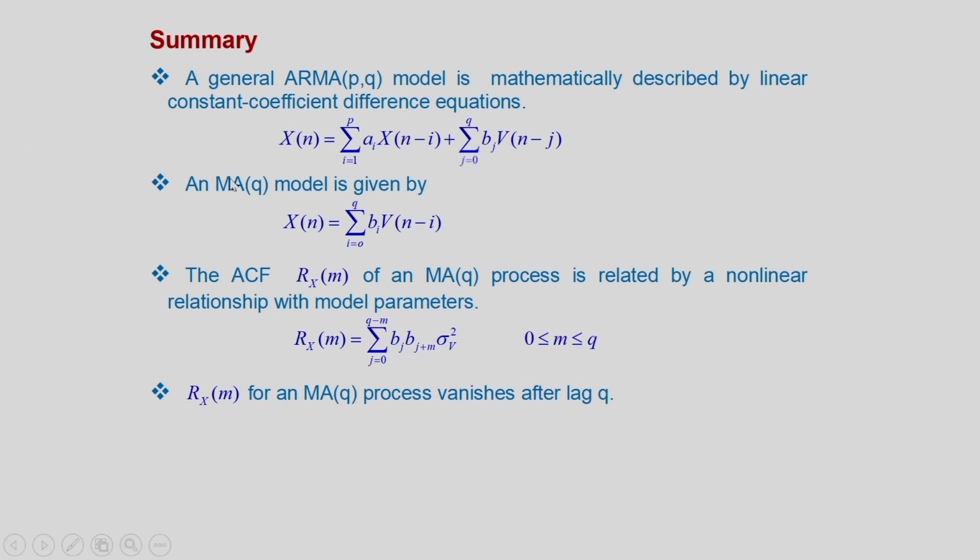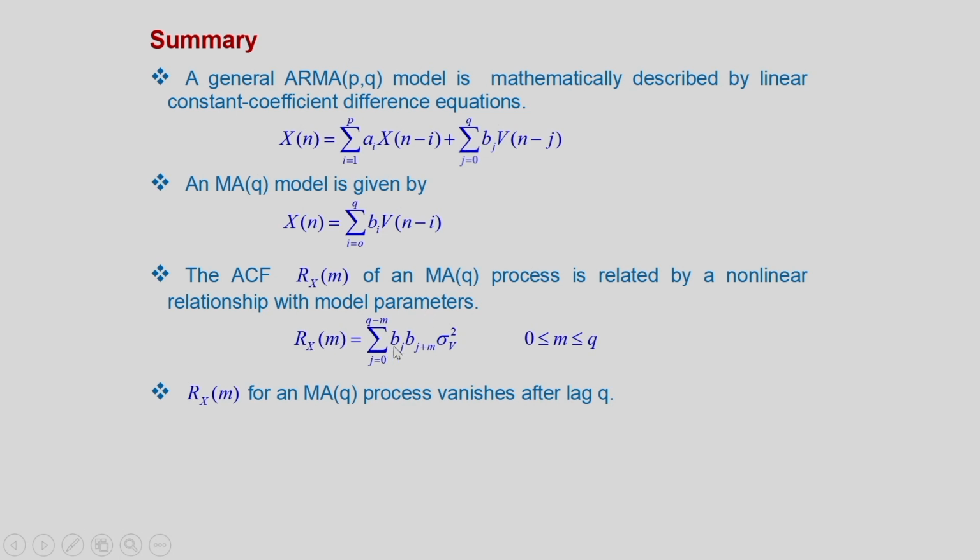Then we considered the moving average process, which has only the numerator part in the filter. So, an MAQ model is given by xn is equal to the summation i going from 0 to q of bi into v of n minus i. This is the model for the MAQ process, the moving average process of order q. The ACF, autocorrelation function Rx of m, of an MAQ process is related by a nonlinear relationship with the model parameters. What are the model parameters? These bi's are the model parameters, and they are related with the autocorrelation function.